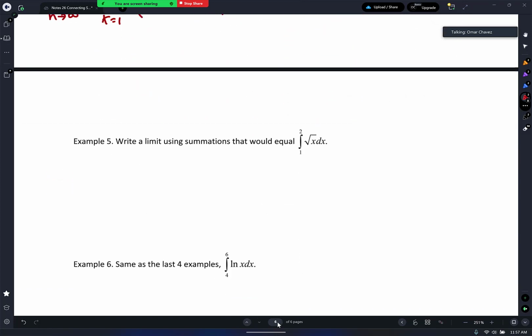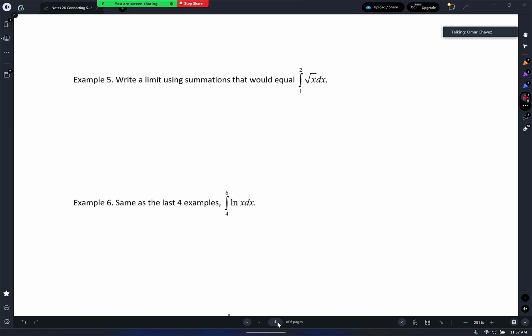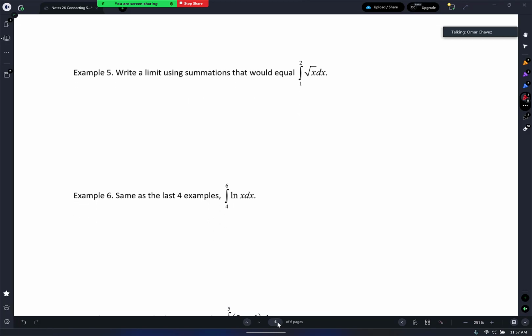So let's see. Remember, we're just practicing with limit notation, with sigma notation. So I want an infinite amount of rectangles. So I'm going to write limit as n approaches infinity, where k starts at 1 all the way to n. And then on the side, my delta x is 2 minus 1 over n. You don't have to do 2 minus 1 if you already see it, that it's just the difference of x over n. So 1 over n.